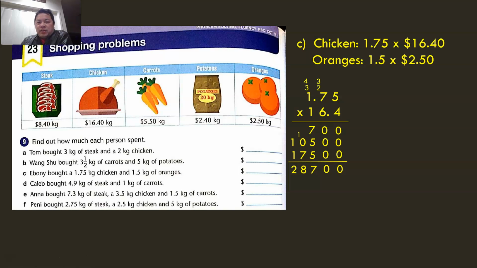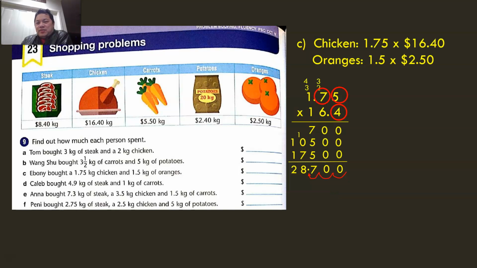So now look at the presentation. There are 1, 2, 3 of them. See, there are 3 digits that are behind the decimal place in the working. So therefore, I need to move the decimal place back 3 times. 1, 2, 3. Then the answer is 28.7.